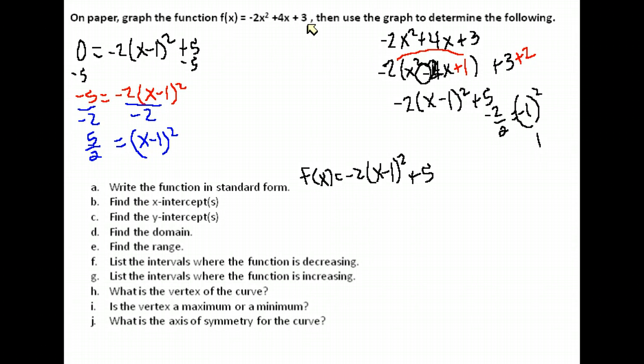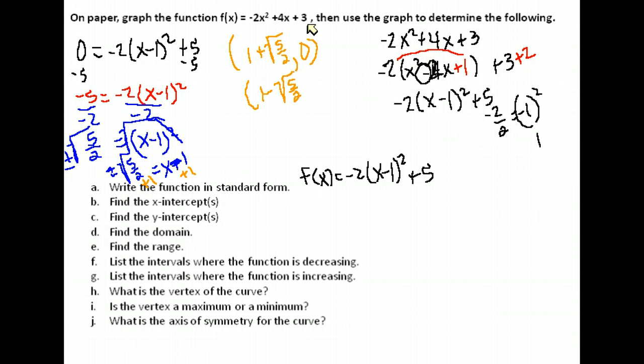Okay. Our next step would be to take the square root to remove the squared, and we put plus or minus. We're now down to not enough room to finish the problem for sure. Plus or minus the square root of 5 halves is equal to x minus 1. And we would add 1 to both sides to solve it. So my x intercepts are at 1 plus the square root of 5 halves, 0, and 1 minus the square root of 5 halves, 0.